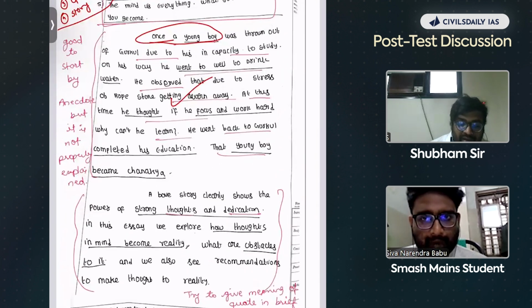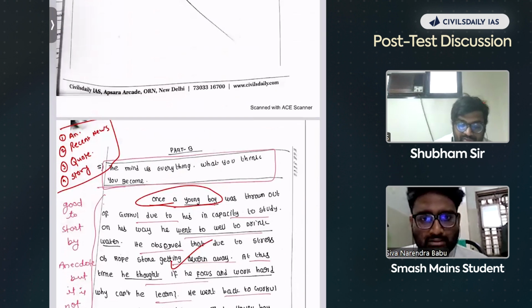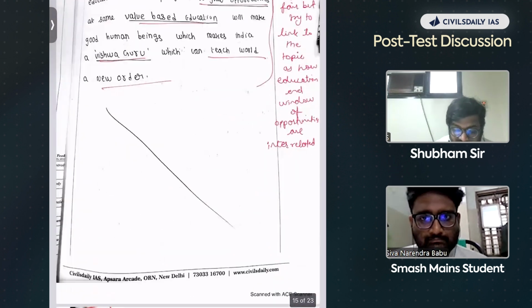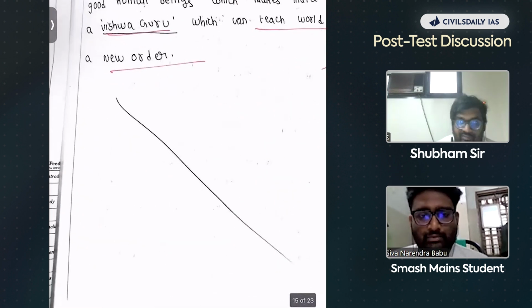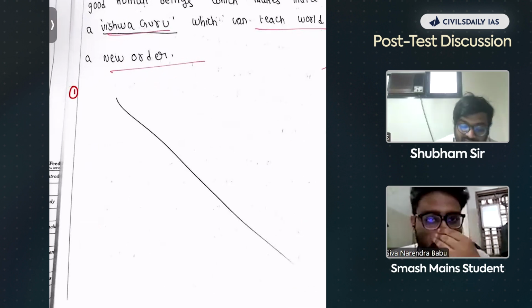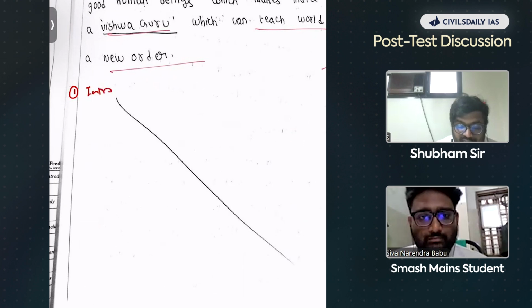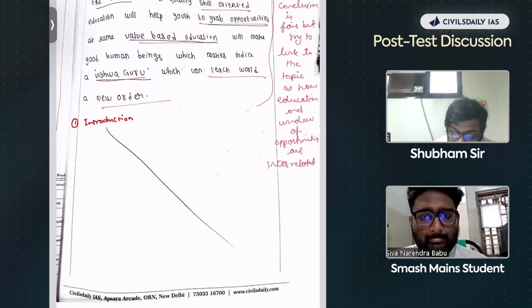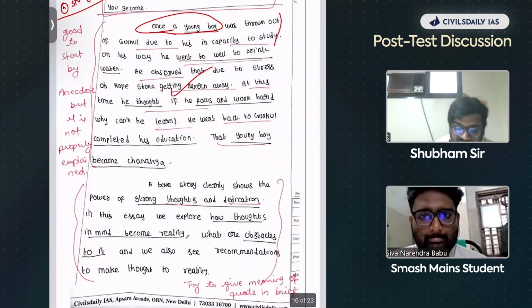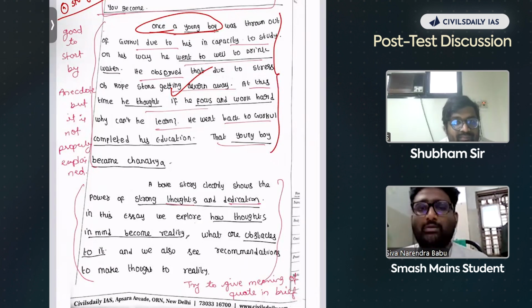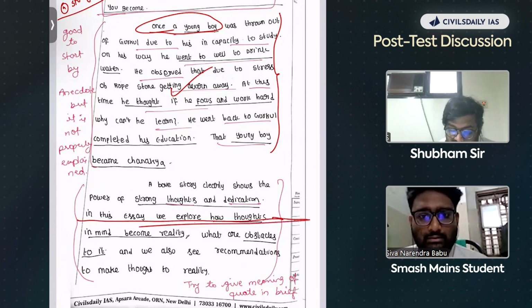So now, after the introduction, before that, I'll tell you the overview of the structuring of the essay. First, in the introduction, you can start with any one type of introduction. If you are starting with the story, make it a bit longer, it has become too short. Make sure the introduction is at least this much.